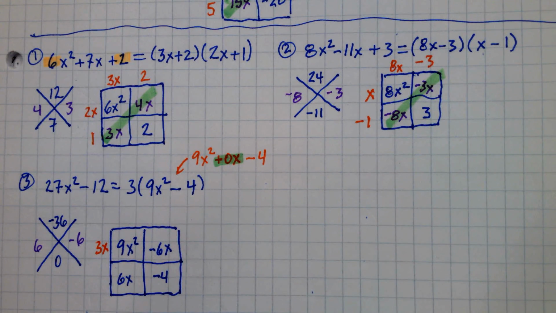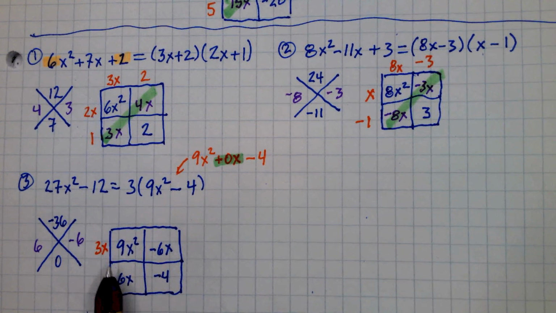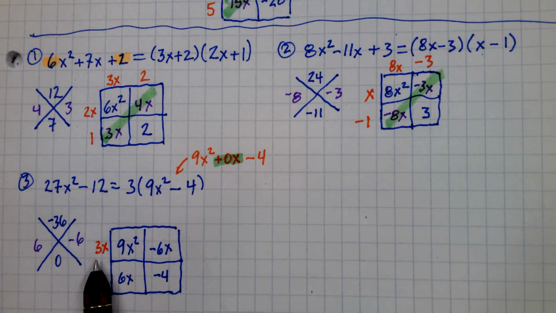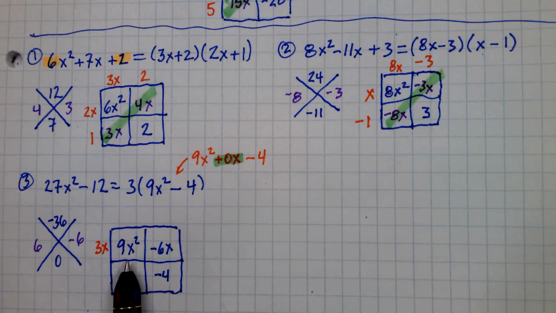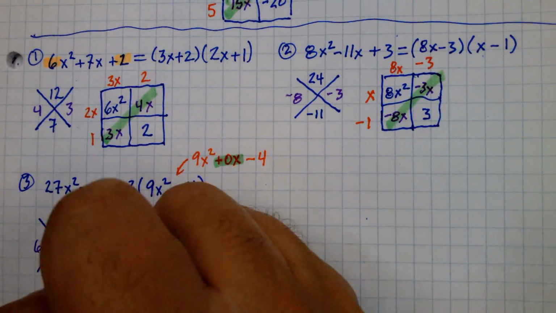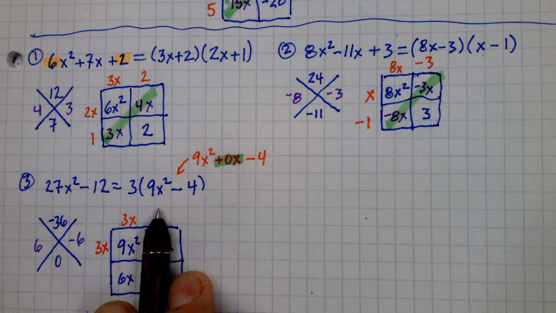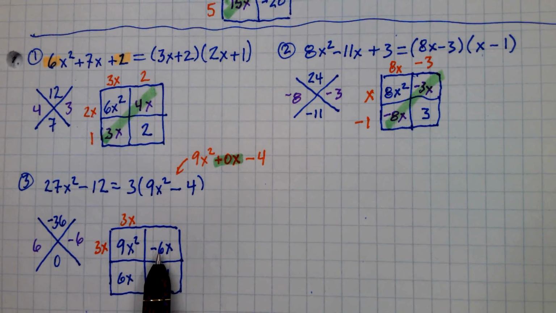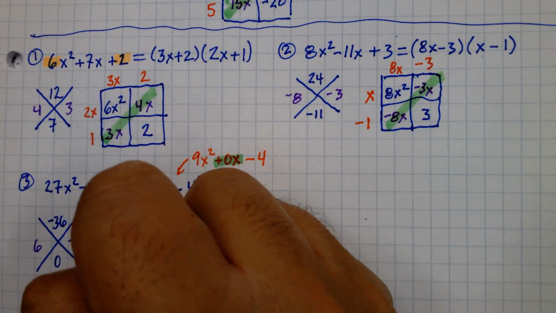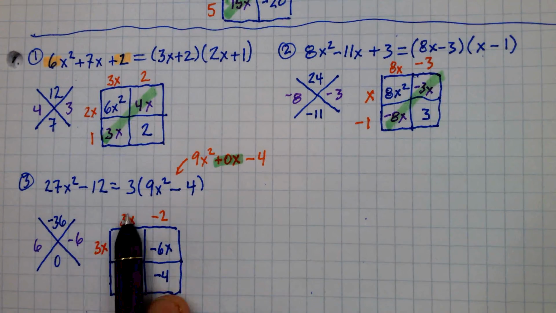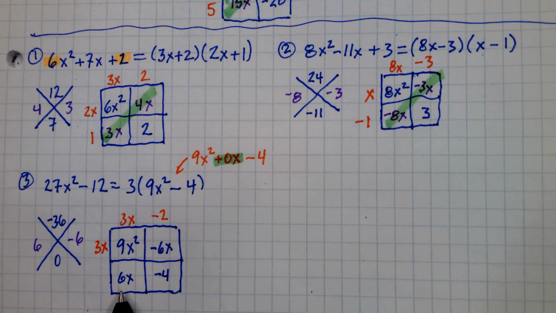Okay. Let's try doing it differently. Let's use this to get the top. Let me show you what that means. 3x times what is 9x squared? 3x. And 3x times what is negative 6x? Negative 2. Okay? Now let's try this. What times 3x is 6x? 2.